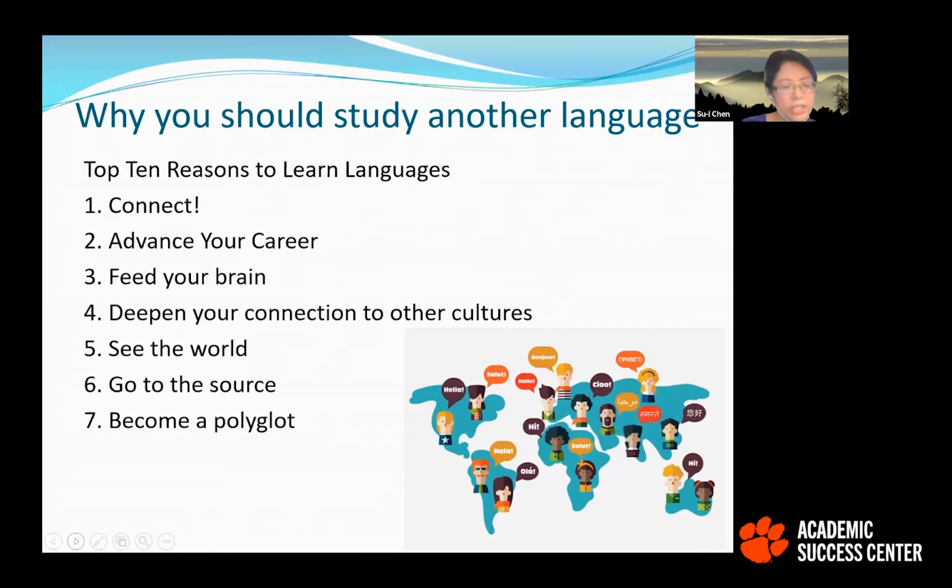And then become a polyglot. When you learn a new language, you develop new brain networks. That's why when you have another language, you are actually more ready to learn a third language or more languages. So it makes you become a multilingual potential person. And then also boost your confidence.